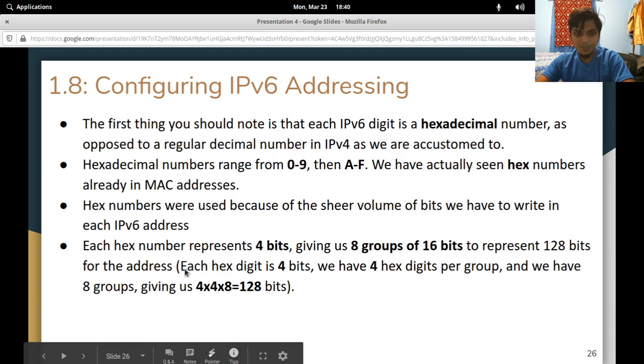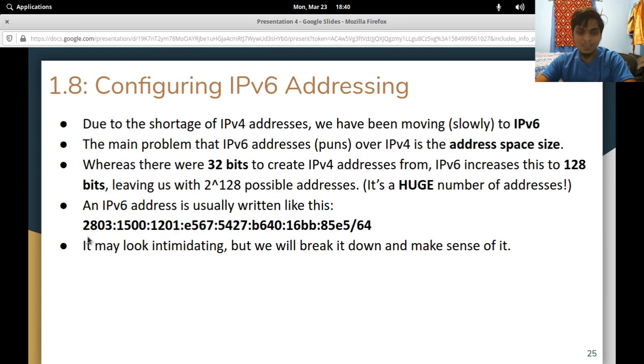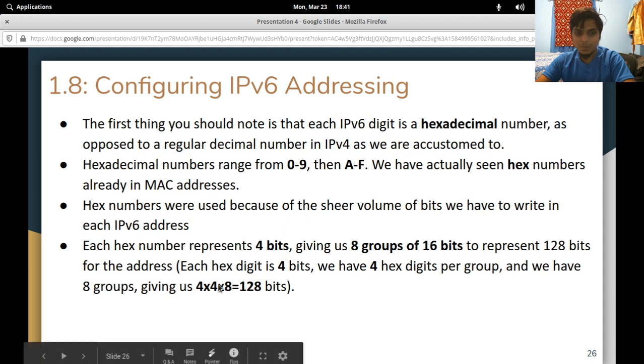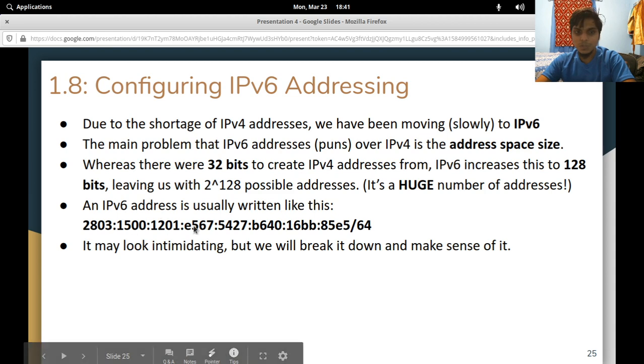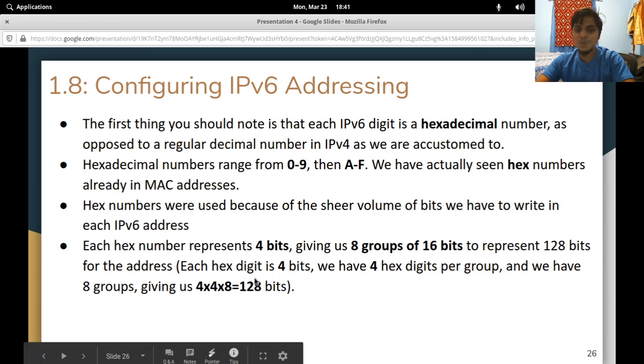That may sound like craziness, but look at it here, right? Each one of these digits represents 4 bits. So we have 4, and the next 4, and the next 4, then the next 4, and we have 4 of these digits in each group, basically between each colon here. So that's 4 by 4, and then we have 8 groups: 1, 2, 3, 4, 5, 6, 7, 8. So 4 by 4 by 8 gives us the whole 128 bits that we need to represent.